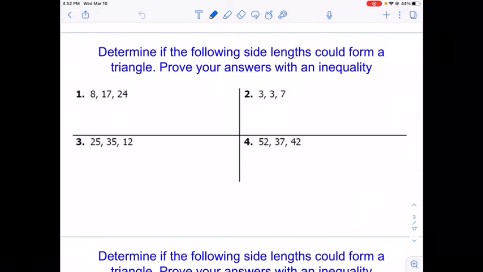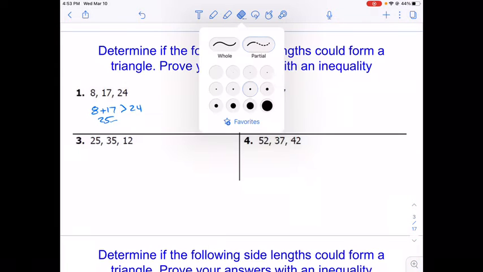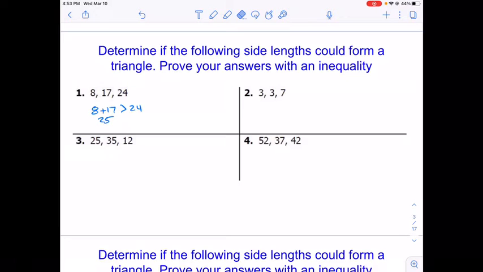Determine if these lengths could form a triangle. Well, we take the two smaller sides. So we're going to say 8 plus 17, and we want to see, is this bigger than our third side, 24? Now, 8 plus 17 gives us 25. And then we see that 25 is greater than 24. So therefore, yes, this is a triangle.